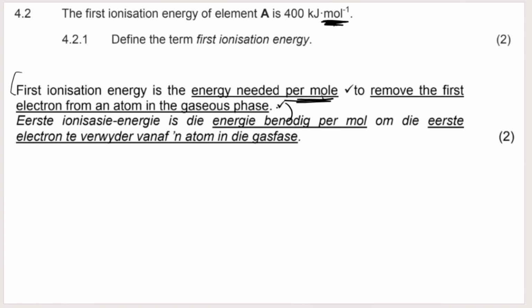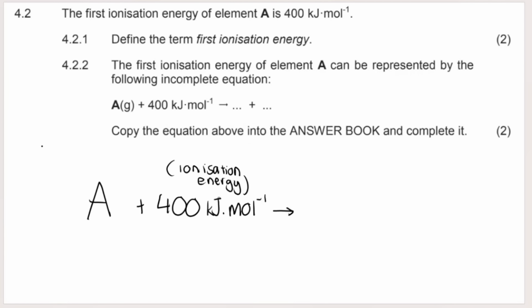And now I hope you guys can remember that the higher your ionization energy, the more energy you need to remove an electron from an atom, the more difficult it is to remove an electron from an atom. And that's why noble gases have the highest ionization energies, because noble gases don't want to get rid of their electrons. So they want us to complete this equation.